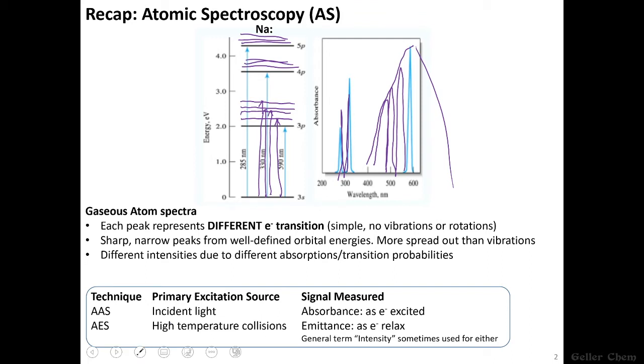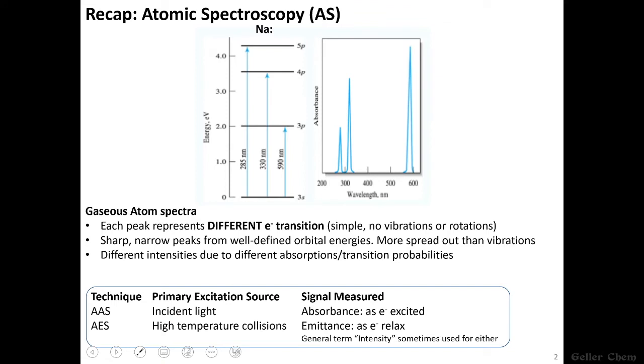But we don't have this situation when we convert everything into atoms. We just have this situation. It's simple. Every peak represents a different electronic transition, and that's it. The peaks are sharp and narrow, and they're more spread out from one another than vibrational excitations. So that's why we would convert everything into atomic form.